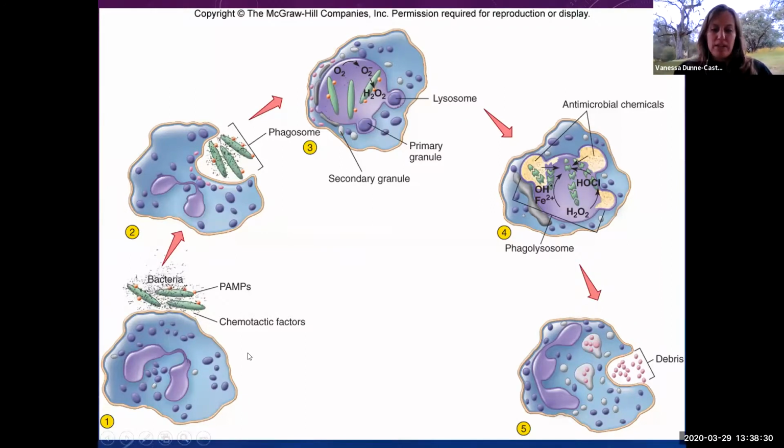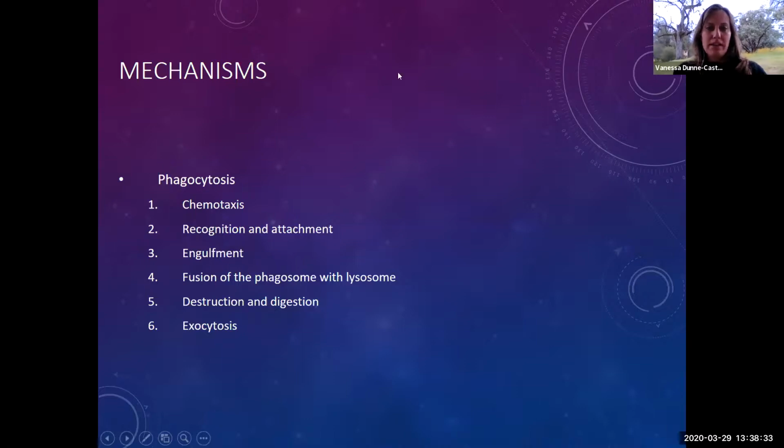Step number 1, actually, let's start here. I'm going to go to a whiteboard. I'll just write this out for you myself, and then we'll go back and look at the images here.